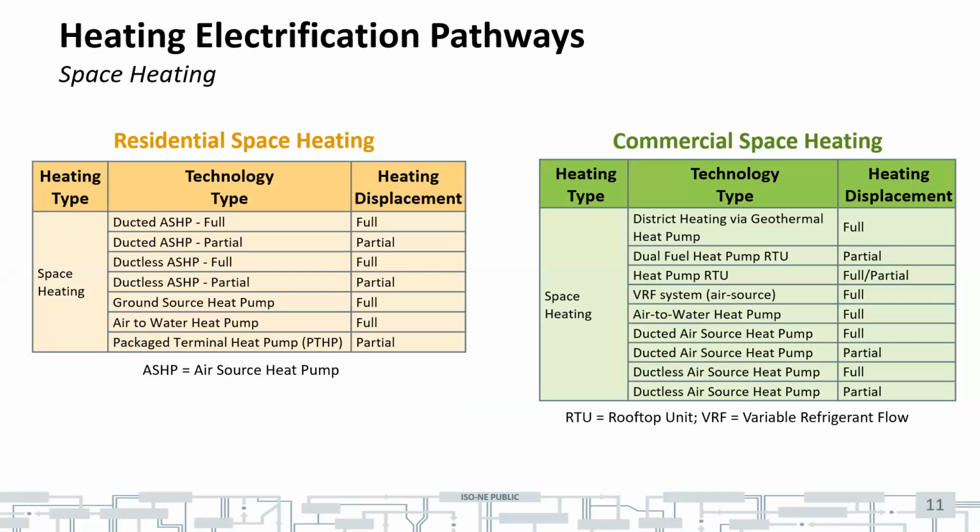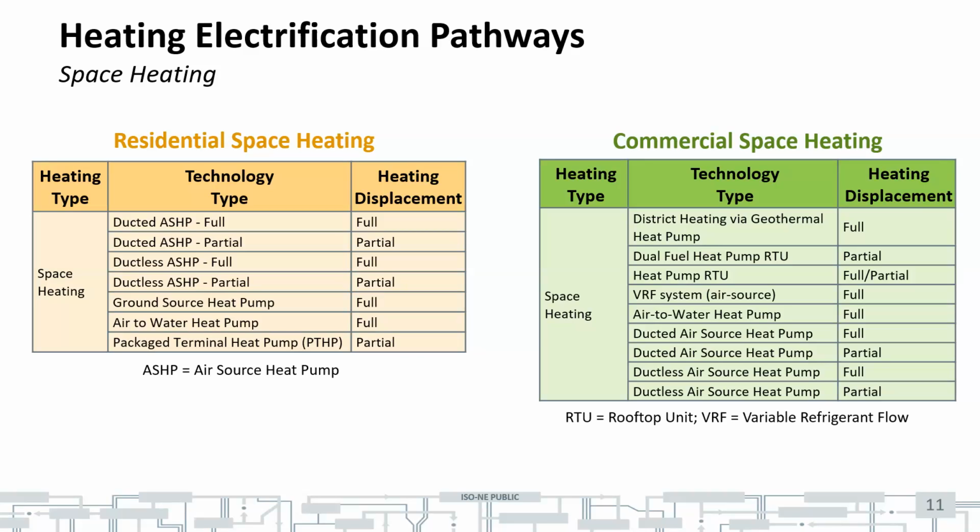In terms of pathways, on the residential side, here are the variety of different heat pumps that were incorporated into the methodology. You see ducted and ductless air source heat pumps, both full heating, meaning they're providing all of the heating for the building in question, and partial, which would mean there's some unspecified backup heating source, a non-electric source of heat. And I'll talk about the specifics in the modeling of what the differences are. Ground source heat pumps, air to water heat pumps, package terminal heat pumps.